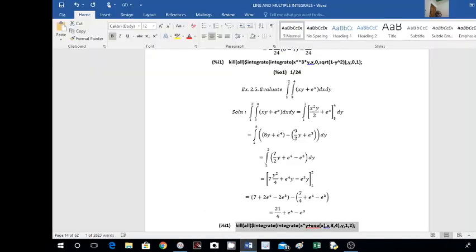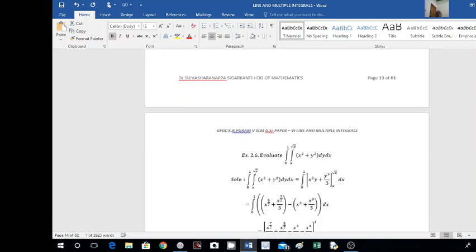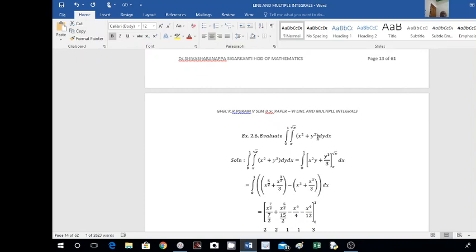Next one. Next example is evaluate the integral from 0 to 1, x² to root x, of x² plus y² dy dx. Here first integrate with respect to y, then integrate with respect to x. Limits of y are x² to root x. Limits of x are 0 to 1.